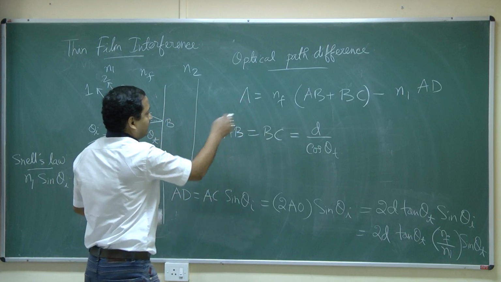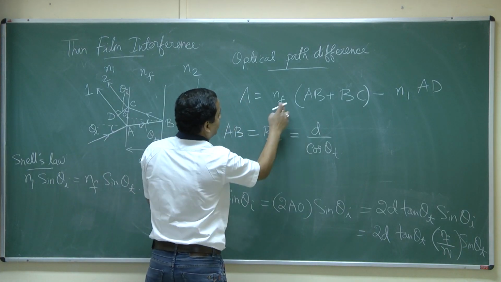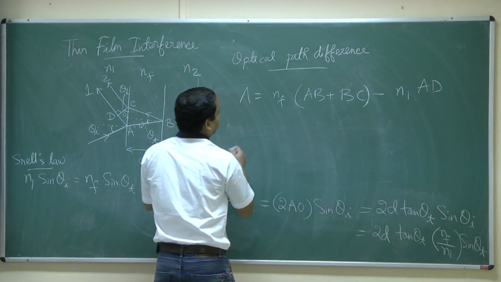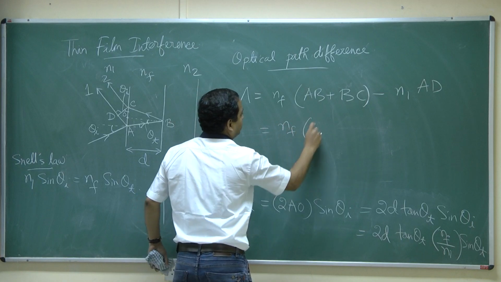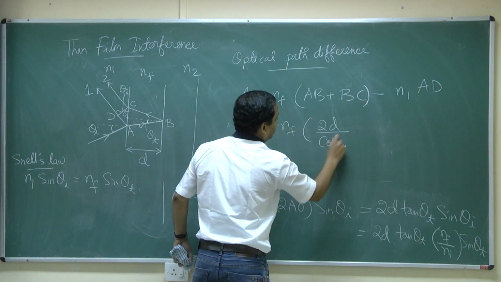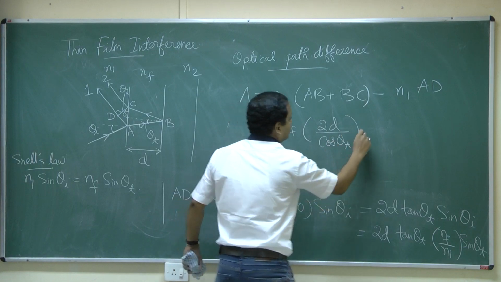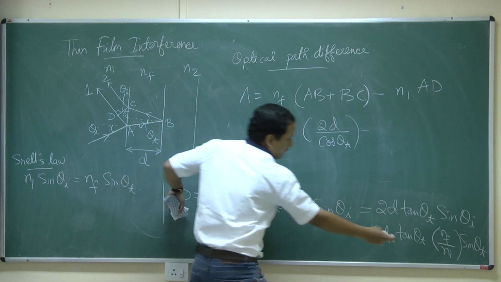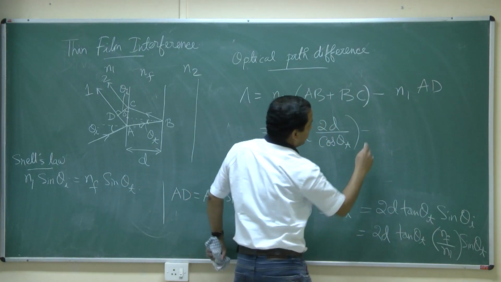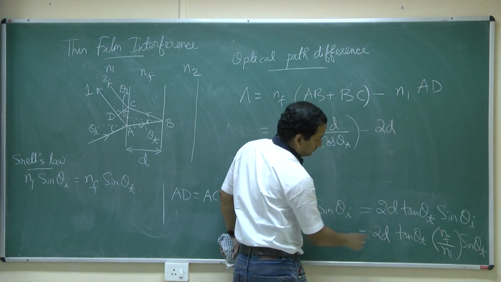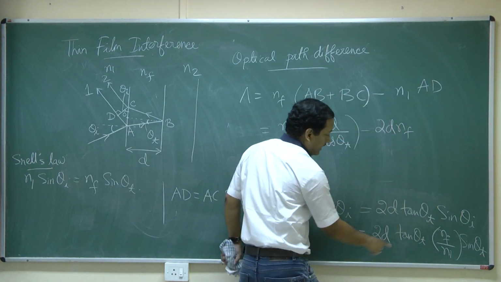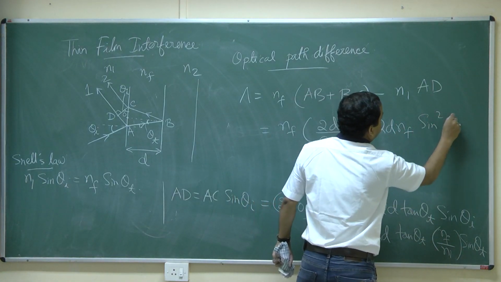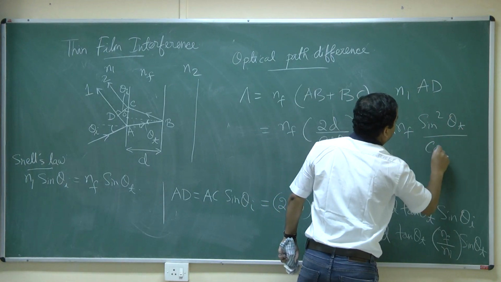Okay, so coming back to this, AB is BC is d by cos theta t. So this would then become nf times 2d by cos theta t minus n1, and because AD is this quantity, n1 and n1 would cancel, so I would just have 2d nf, and I can write tan theta t as sine by cos, so this would be sine square theta t by cos theta t.